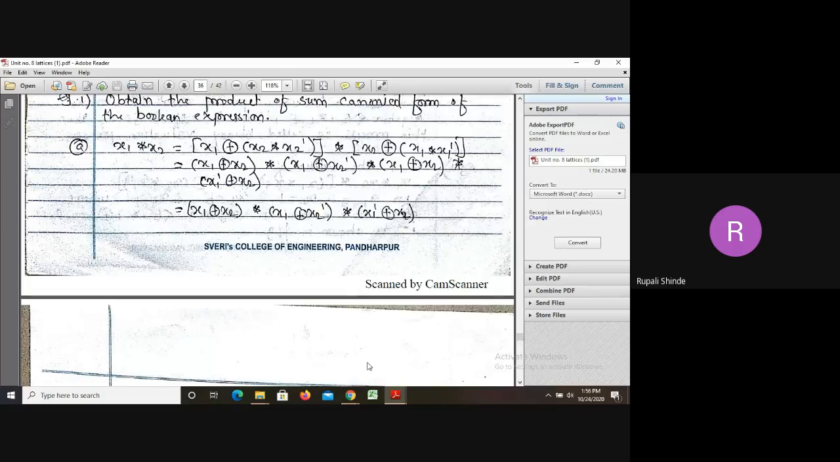Now we have to connect all these max terms by the star operation. So this is the required product of sum canonical form. Have you understood how we have solved it?